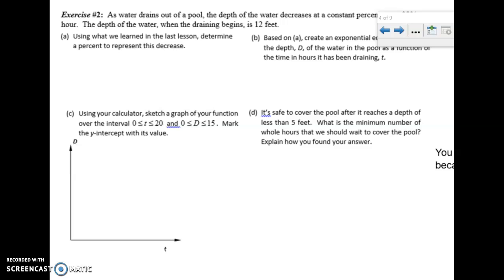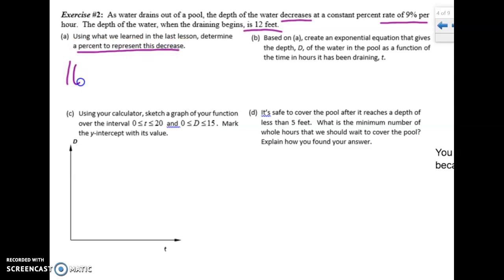Another one where it's a real-life application of a decreasing or decaying situation. A pool is being drained so that we can winterize it, and it's decreasing at a constant rate of 9% per hour. Now, if there's 12 feet in the pool when we started draining it, let's come up with a couple things. First of all, a percent decrease. So start at 100%, start at the full amount, decrease it by subtracting 9%, and yes, we're now at 91%.